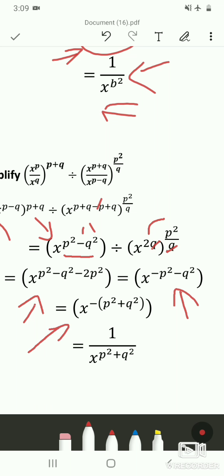In this step you can take the minus term as common, so you will get the answer as x raised to minus p square plus q square. So again this is of the form a raised to minus m, which can be written as 1 upon a raised to m. So we'll get the answer as 1 upon x raised to p square plus q square. So this is x raised to p square plus q square.